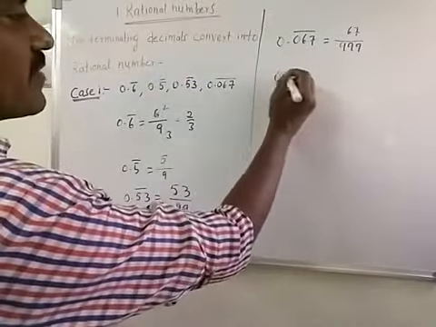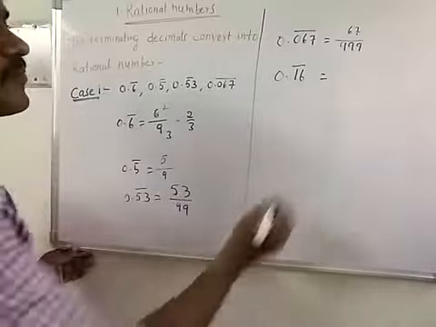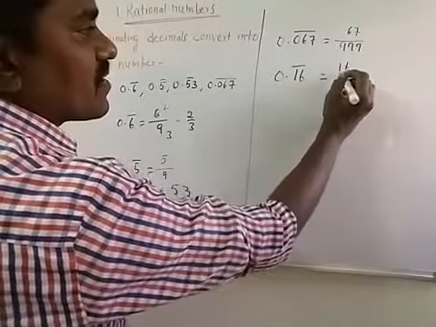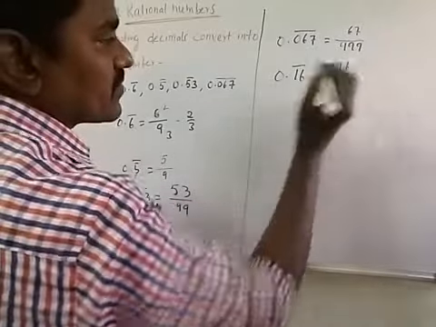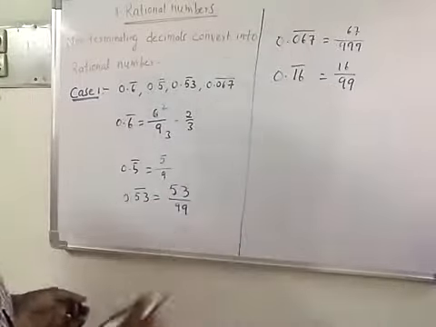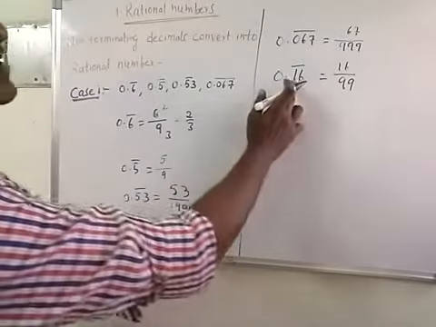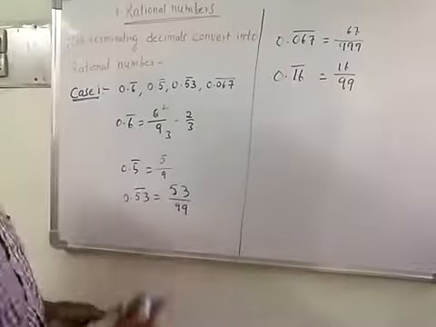And also, 0.16 bar is equal to 16 by how many? 2 repeated, so 2 nines in the denominator place. So 0.16 bar is equal to 16 by 99.